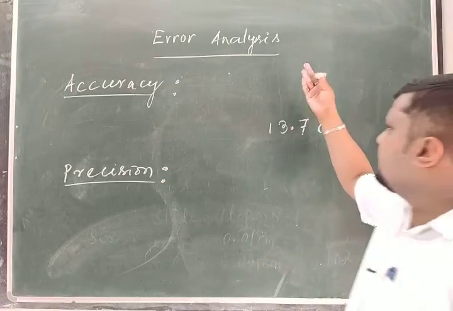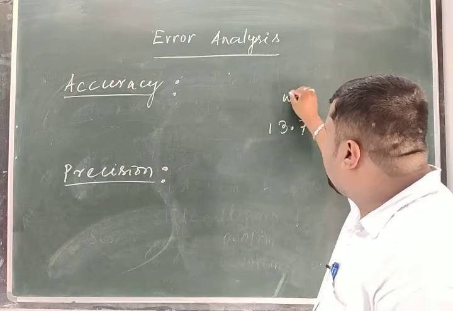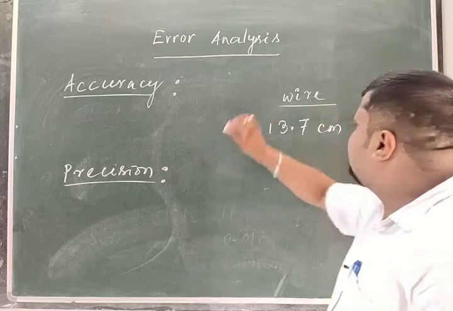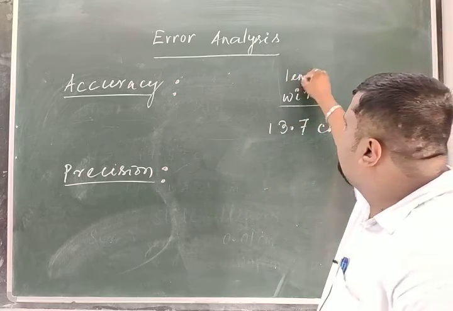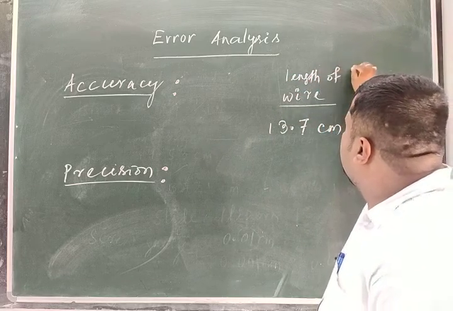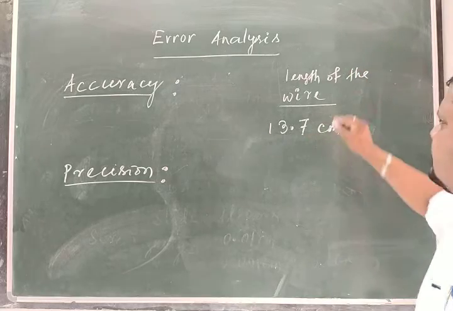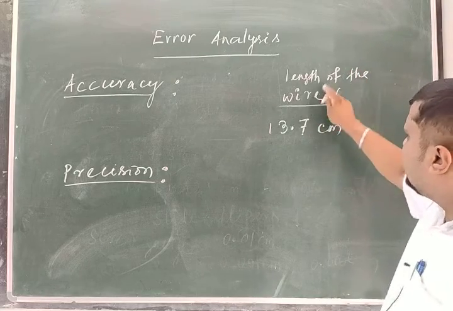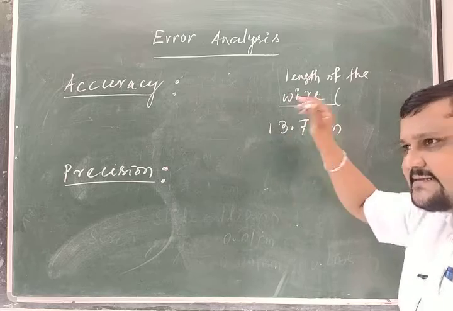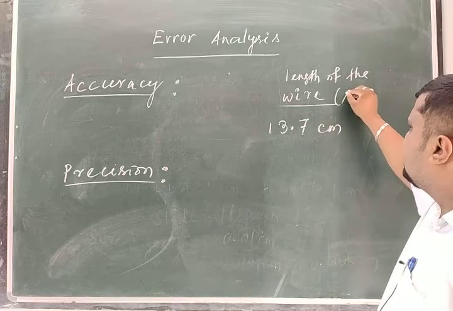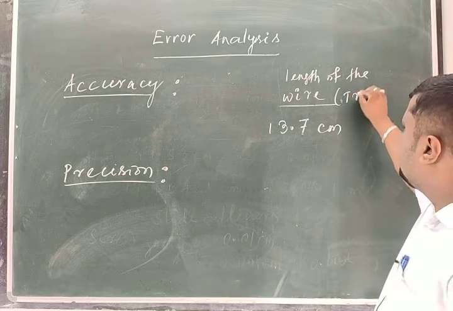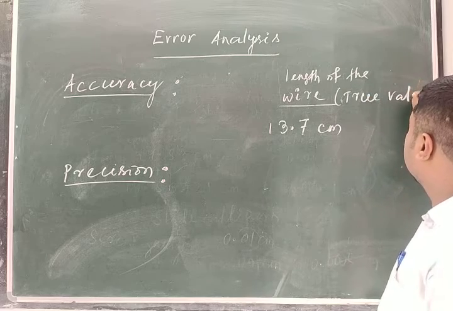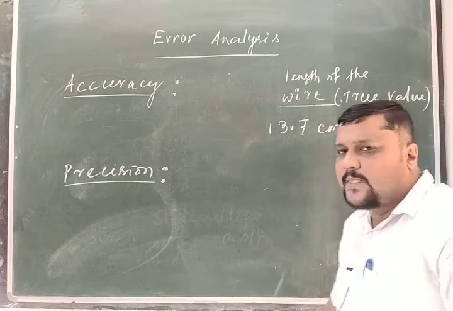So then, the length of the wire. I have given you a wire. The length of this wire is this much, this many cm, and this is the true value, or you can say the accurate value. This is the true value.